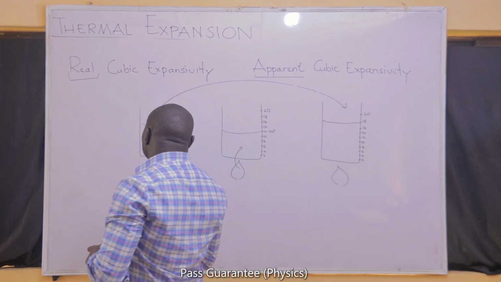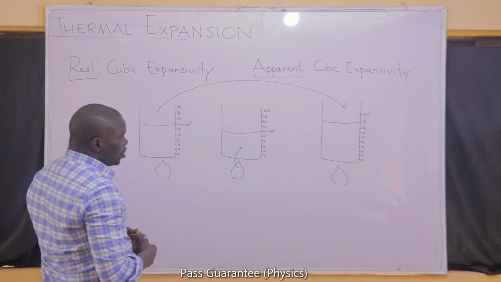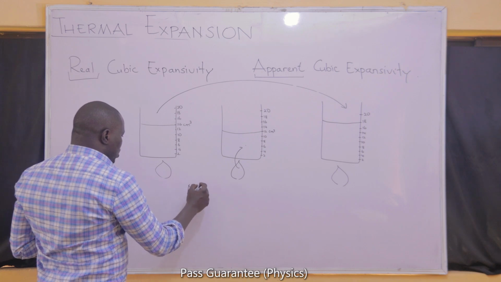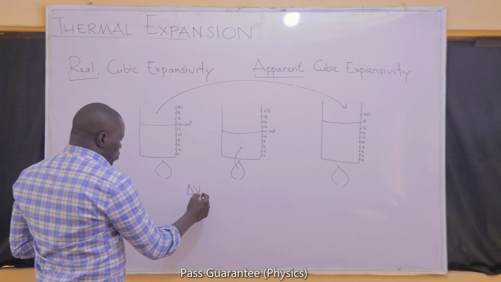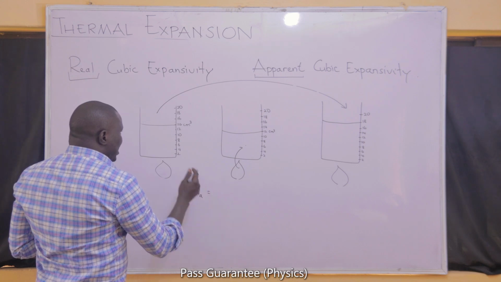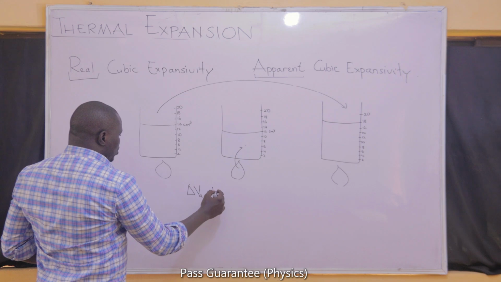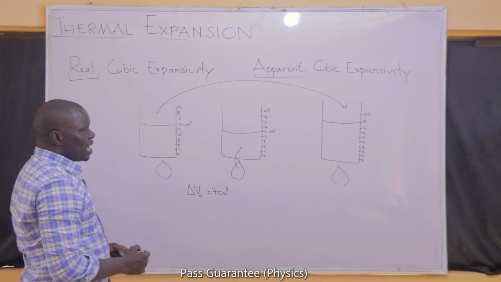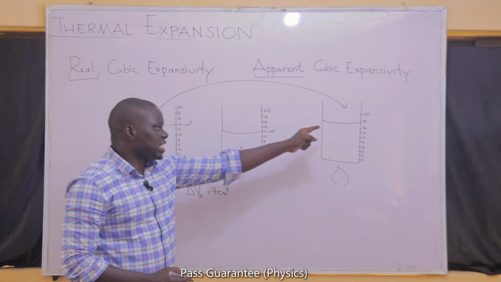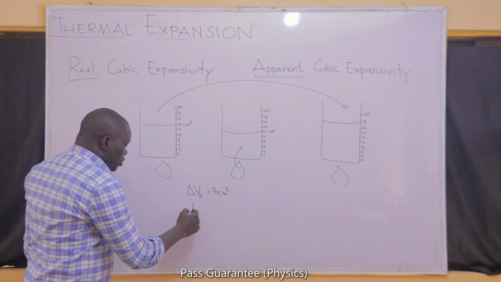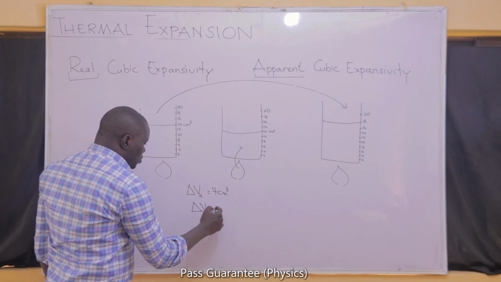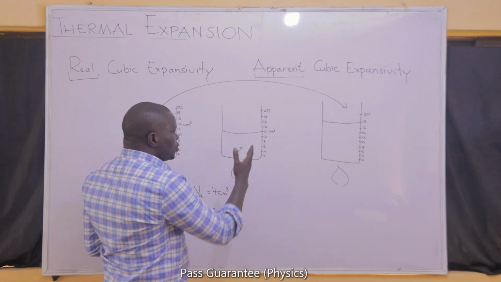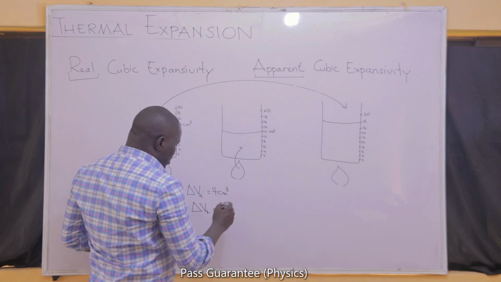Now, going back to our illustration. If I ask for the apparent change in volume of that liquid, we agreed from my explanation earlier that the apparent change in volume is 4 centimeters. It looked as if the liquid expanded by 4, from 14 to 18. But the real change in volume of that liquid is from 12 to 18, which is 6 centimeter cube.